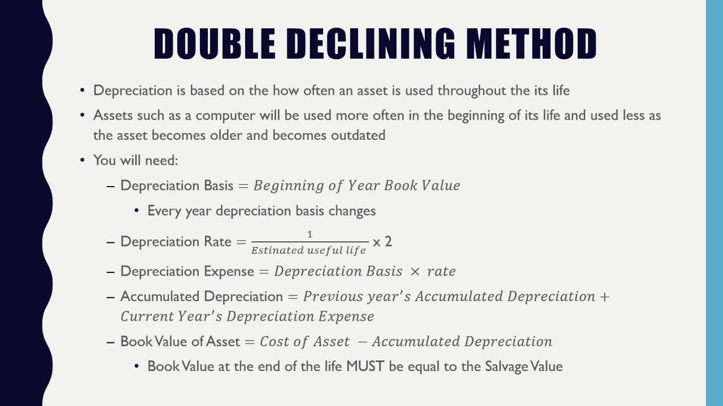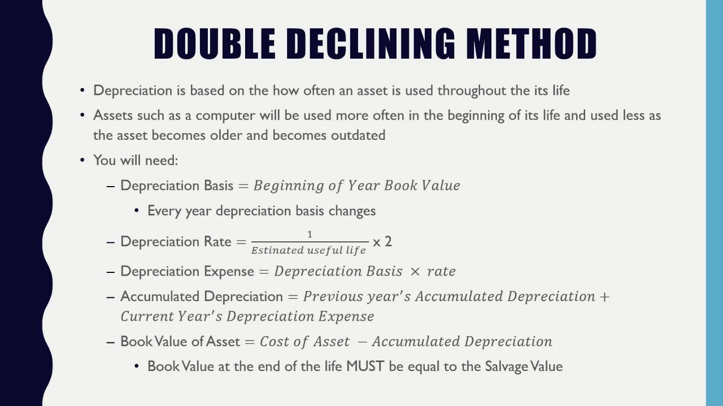So you're spreading the entire life into years, or in this case, 1 over whatever amount of life it has, and you're going to multiply by 2 because you are going to be depreciating it twice as much, hence the word double. Okay, so that's what that is right there. And then, of course, the depreciation expense is going to be the rate times the basis.